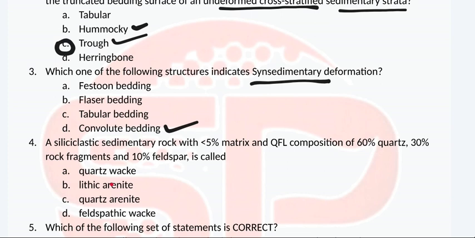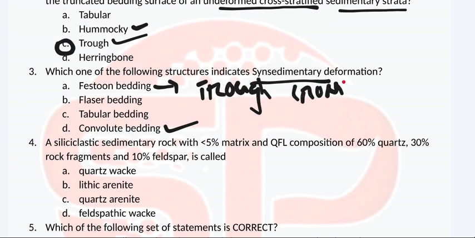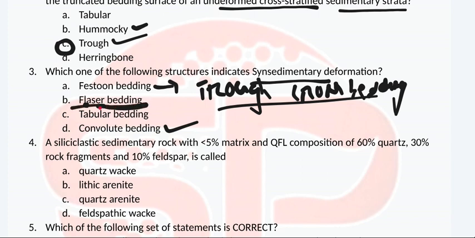Then your festoon bedding is a type of cross bedding which has a trough shape, or you can say curved bedding surface. So it is similar to your trough cross bedding. Then your flaser bedding is not a deformation structure, but it is produced during the deposition. Similarly, tabular bedding is also not a deformation structure. So the answer will be convolute bedding.